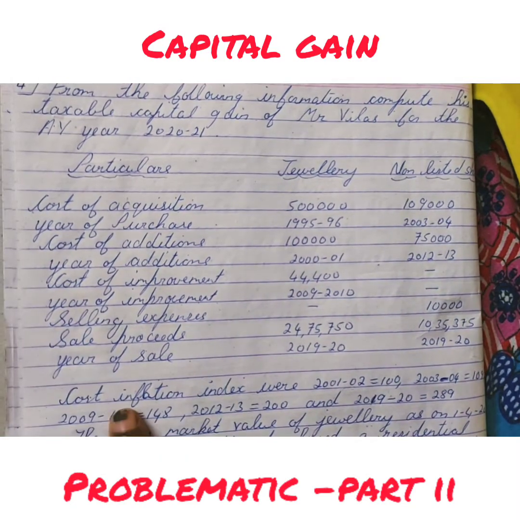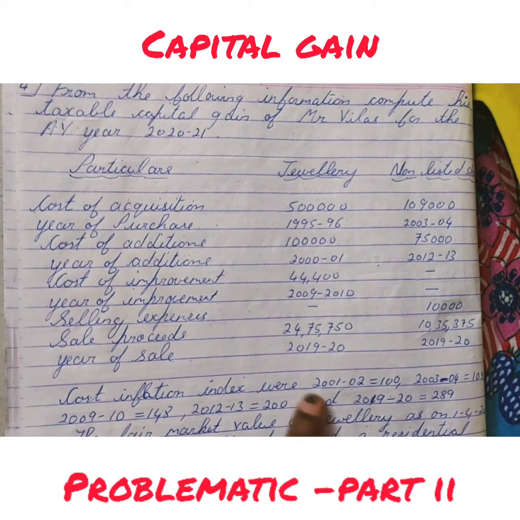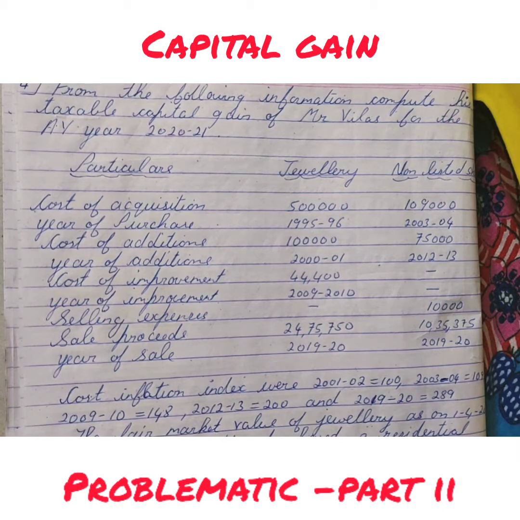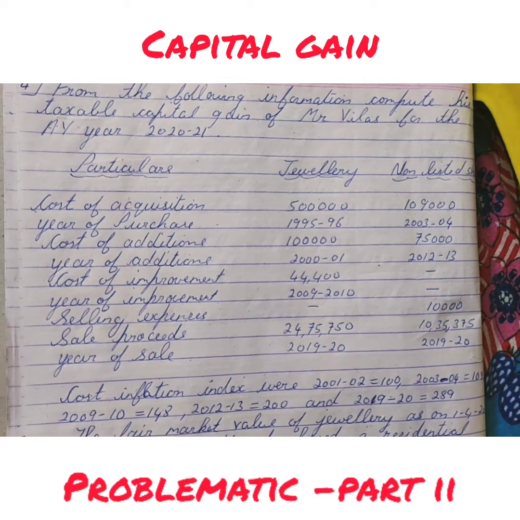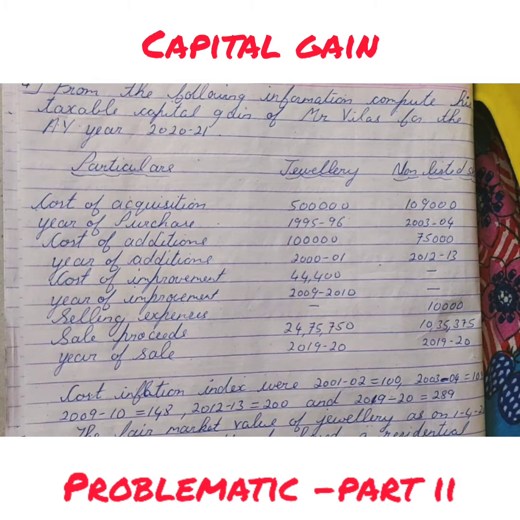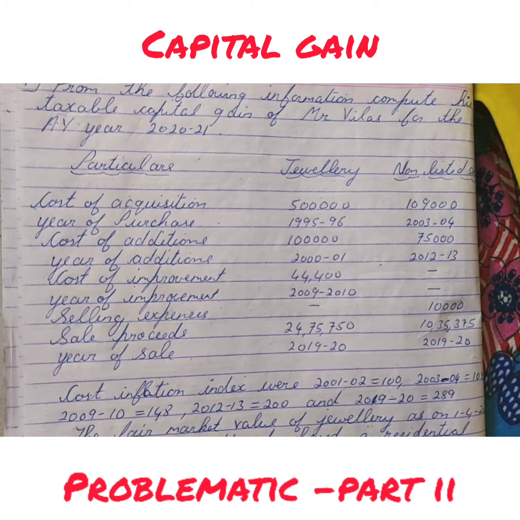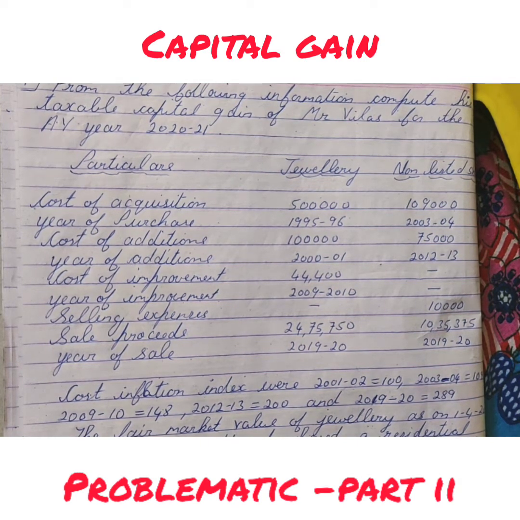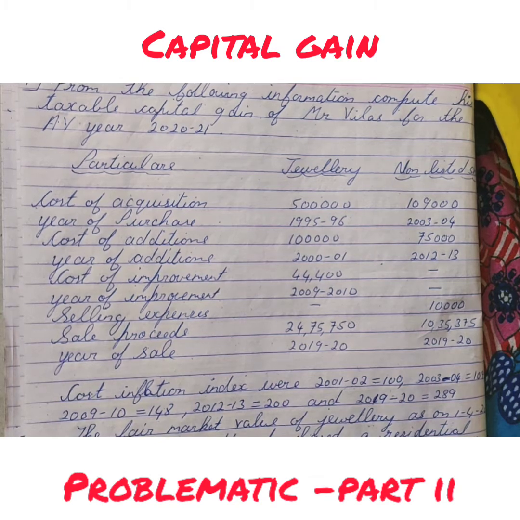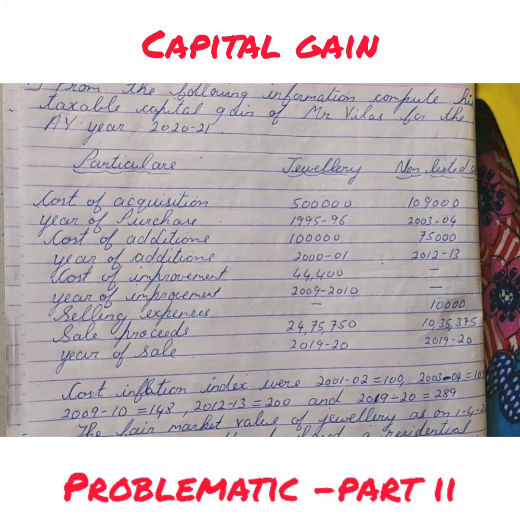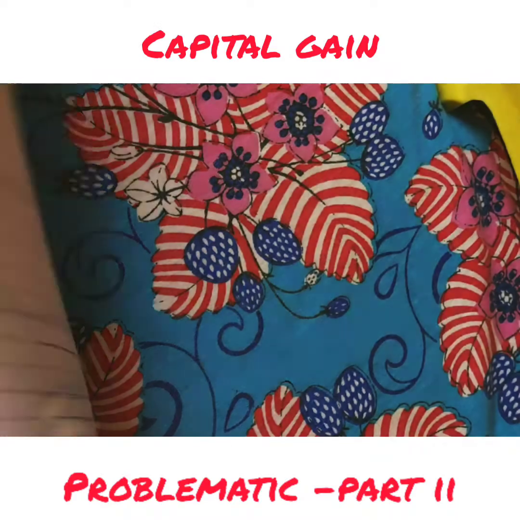Next, the cost inflation index is given for all the years. The fair market value of jewelry as on 1/4/2001 was also given. He purchased a residential house for rupees 5 lakhs on 15/5/2020 and is not having any residential house except the house which is newly purchased. Okay, so this is the information given.